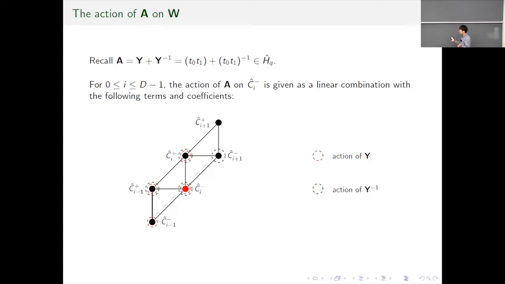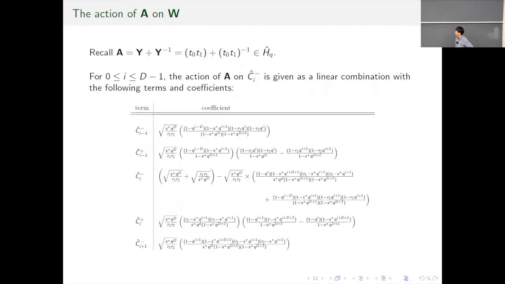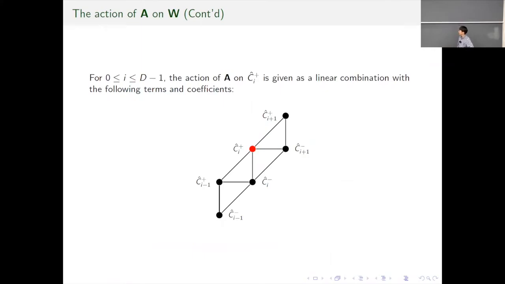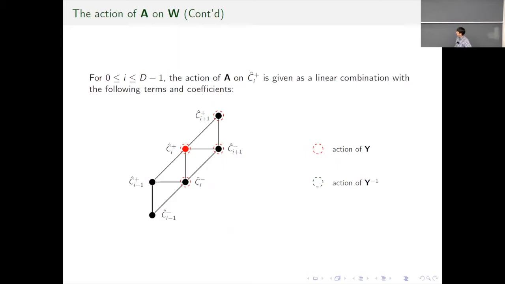When we add all these actions of Y and Y inverse, we have this linear combination with the terms and coefficients. Similarly, we apply A on ci plus, and the action of Y is the red circle, and the green circle represents the action of Y inverse.